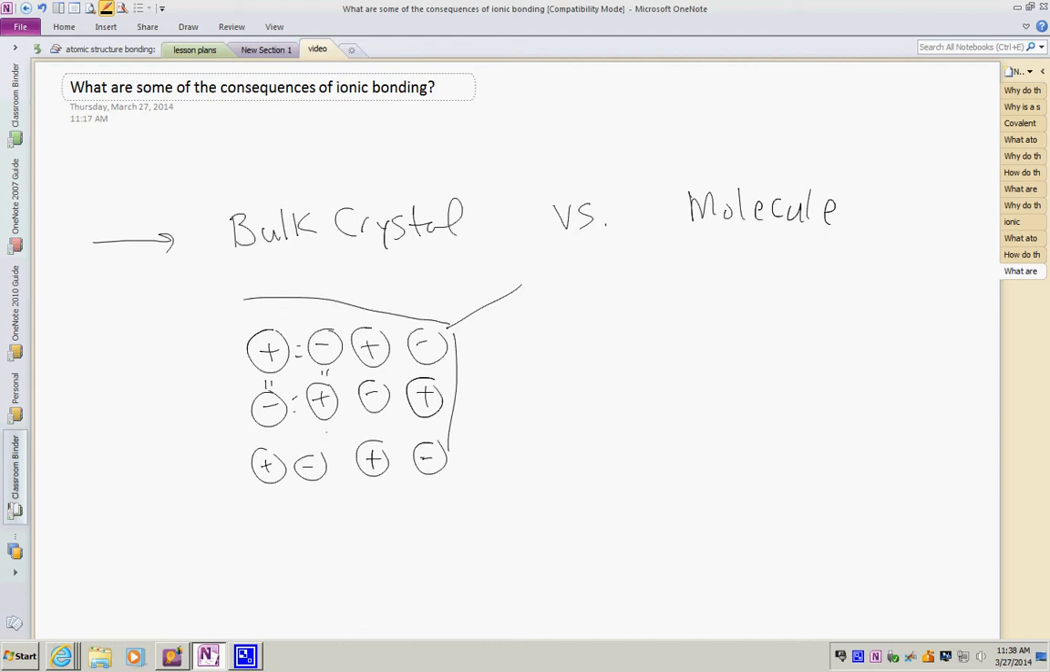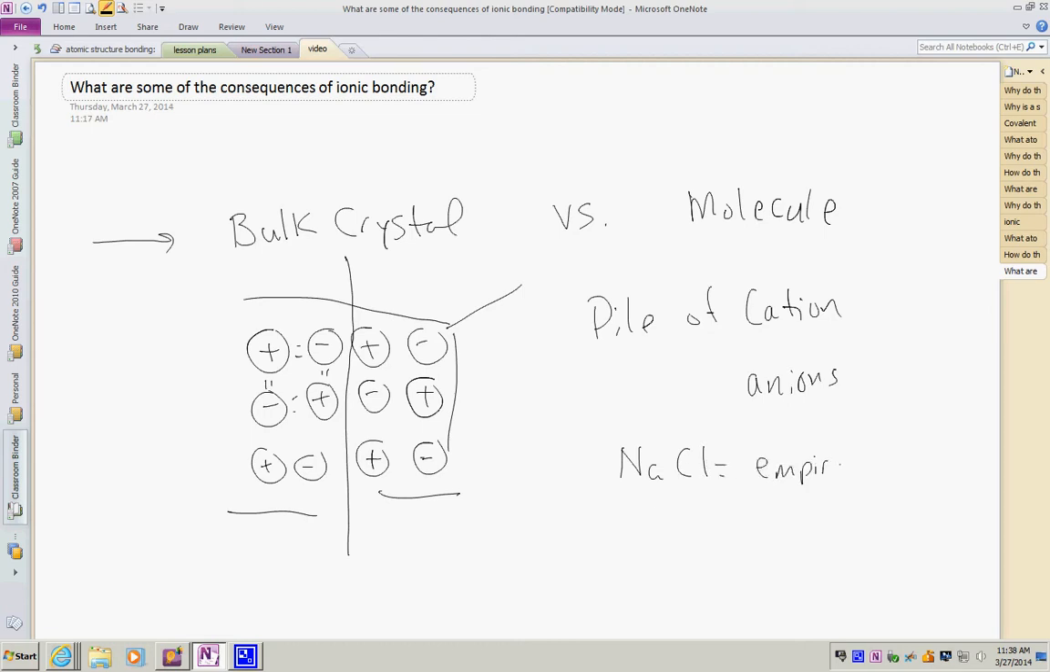So this is a bulk crystal. It is simply what I refer to as a pile of cations and a pile of anions. If you split it in half, right down the line here, you still have the same thing here as you do over here. You can break this bulk crystal in half, and it really is no different. Pile of cations, pile of anions. It is for this reason that we call it NaCl. It's giving us what's called an empirical formula. That is the simplest ratio of atoms.